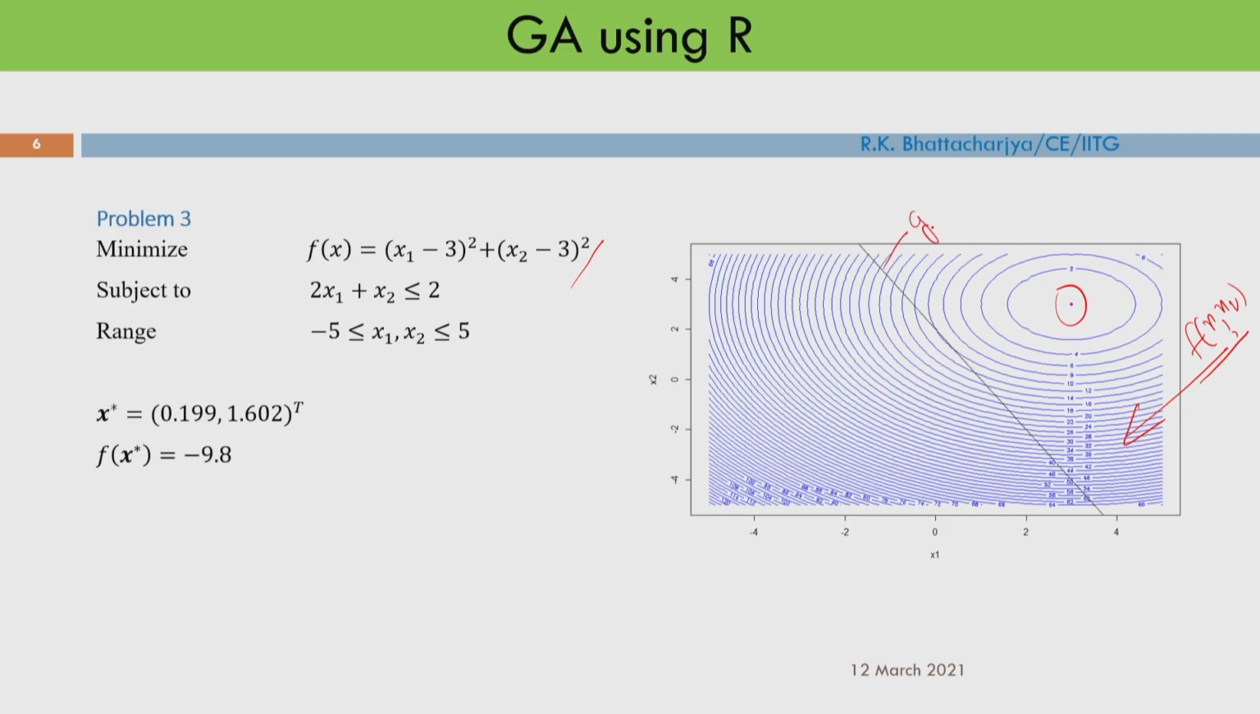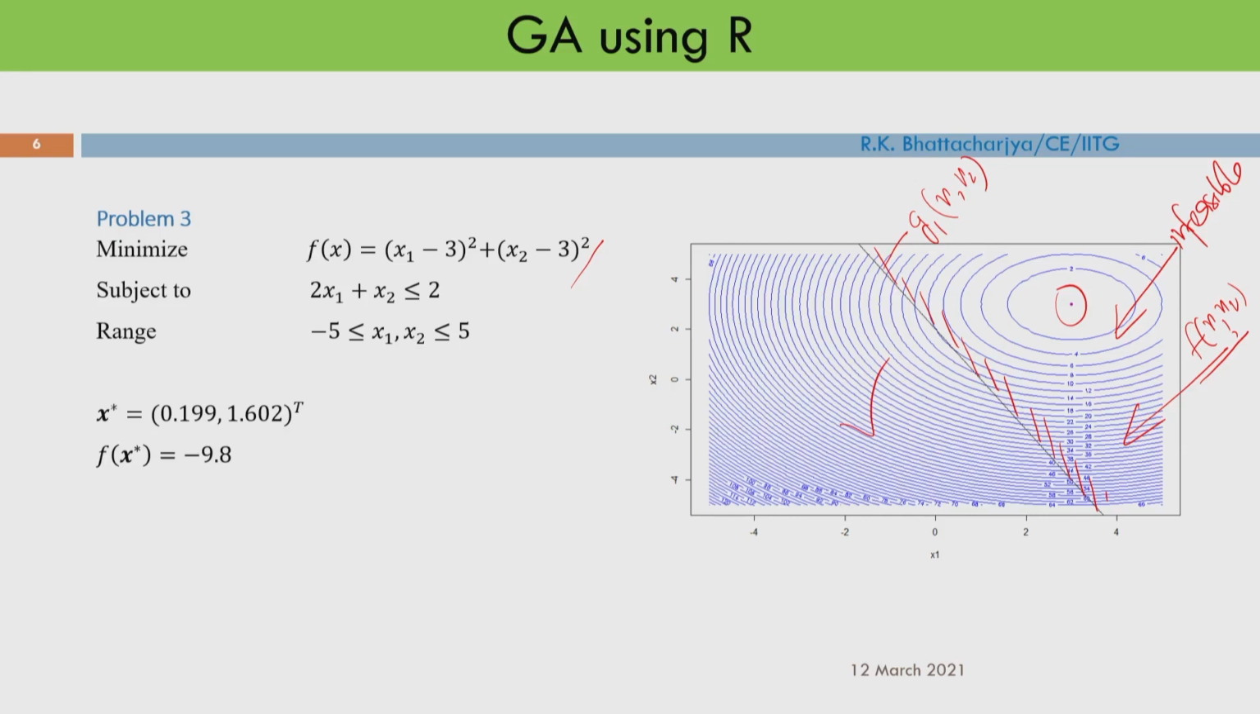So, we have only one constraint, suppose g 1, and it is a function of x 1 and x 2, and now this side is the infeasible side, because twice x 1 plus x 2 should be less than or equal to 2. So, therefore, this side is infeasible, and this is your feasible side.